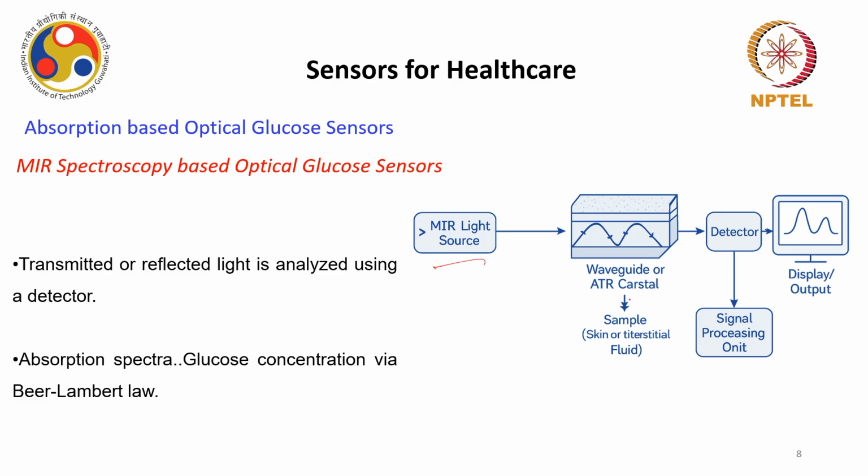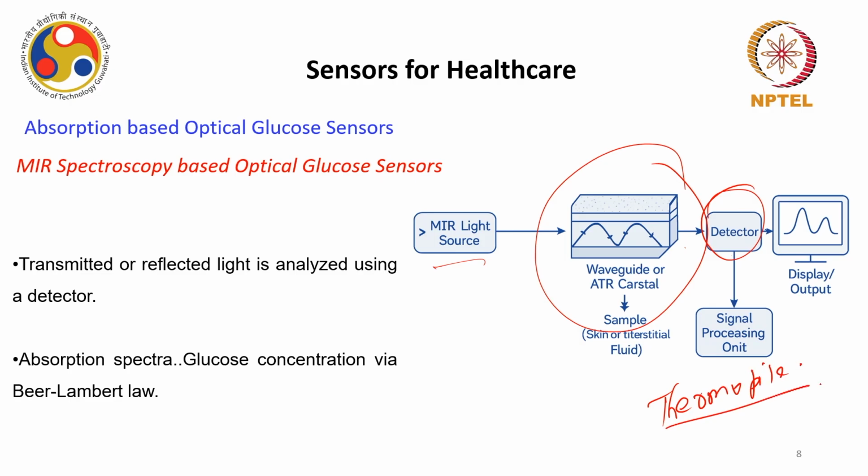You have the MIR source, and you have a waveguide or the ATR through which this light propagates. Of course it is reflected or transmitted, and the detector, which is mostly a photodetector or sometimes a thermopile. We have already talked about thermopile in more detail earlier. So this light is analyzed using these detectors, and based on the absorption spectra, you can calculate the glucose concentration.